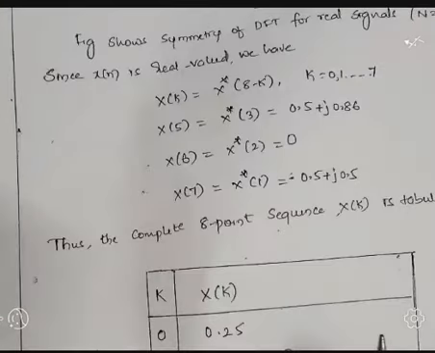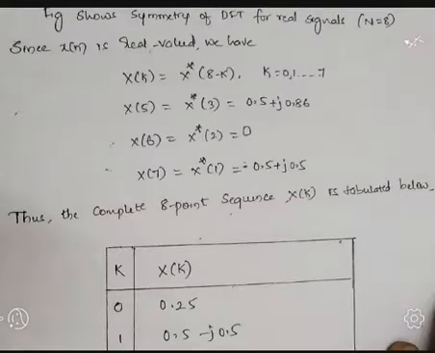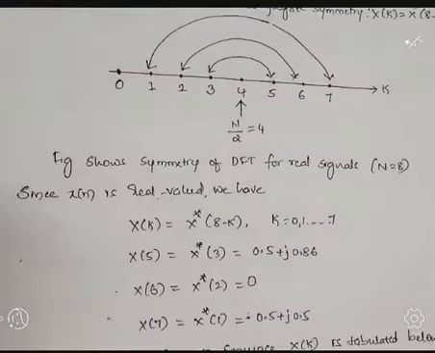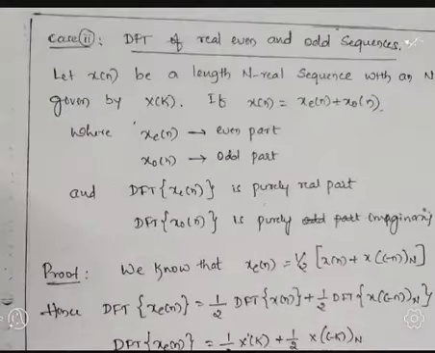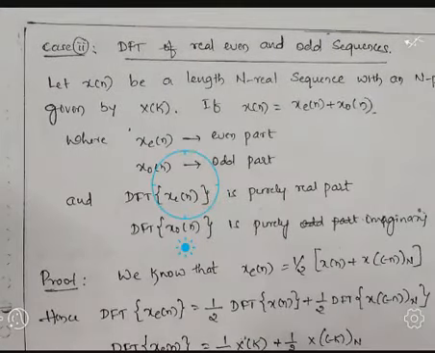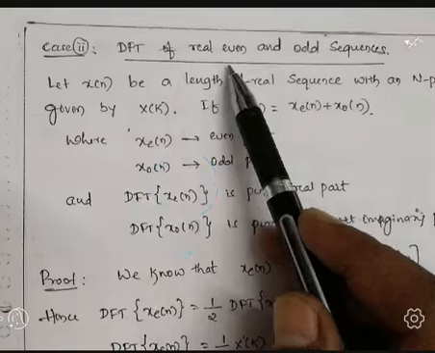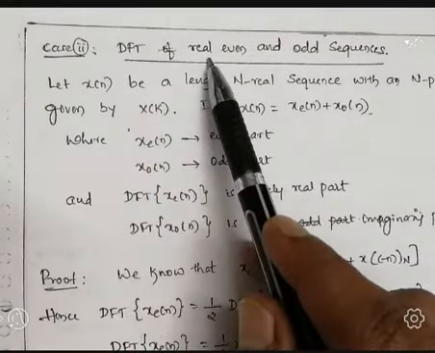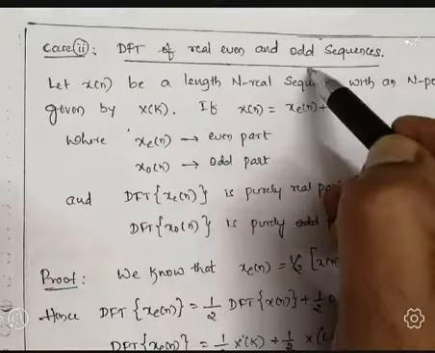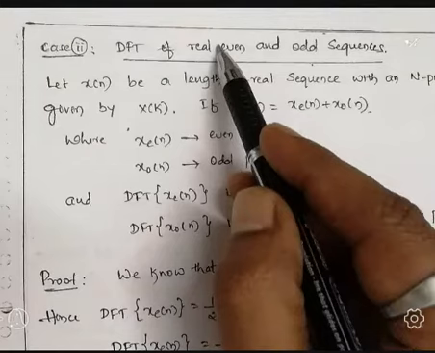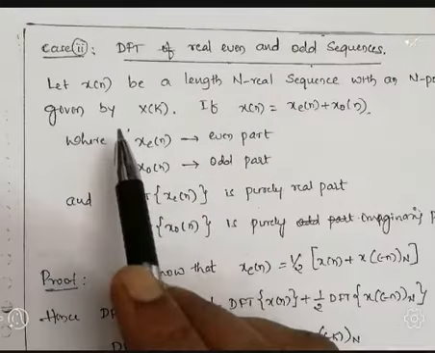Next, the second case, if the sequence is said to be odd. The first case was the DFT for a real-valued sequence, but the second case is the DFT of a real even and odd sequence. DFT of real even and odd sequences. So let x of n be a length.